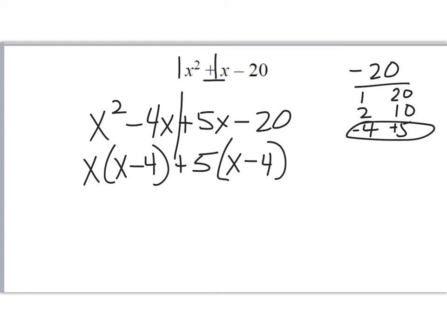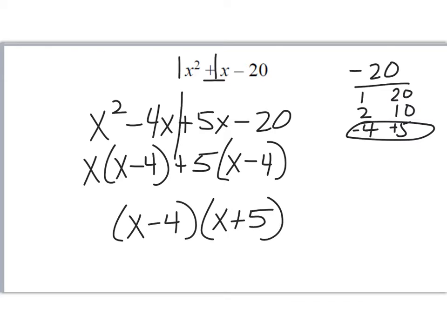Again, good. Both of my binomials here, both of my parentheses sets, are the same thing. So that's going to be one of my binomials. And then the numbers on the outside of them are my other one. If you don't believe me, multiply it out and see if it works.